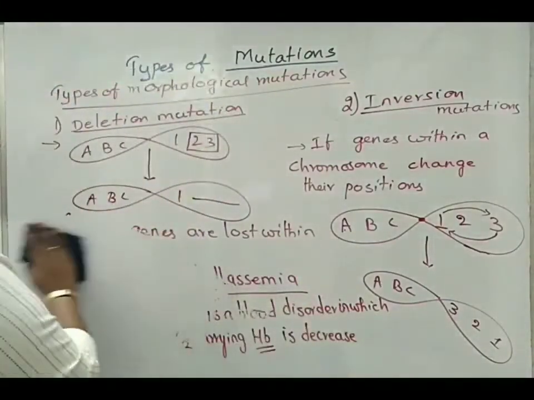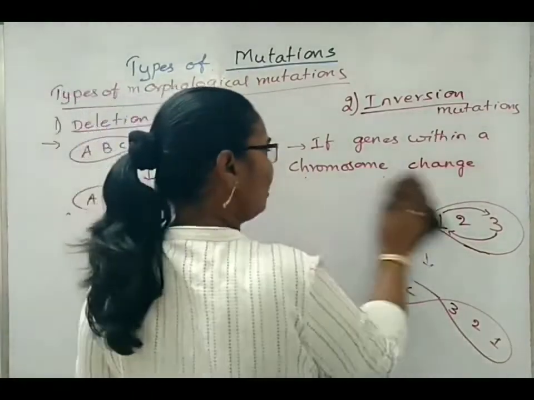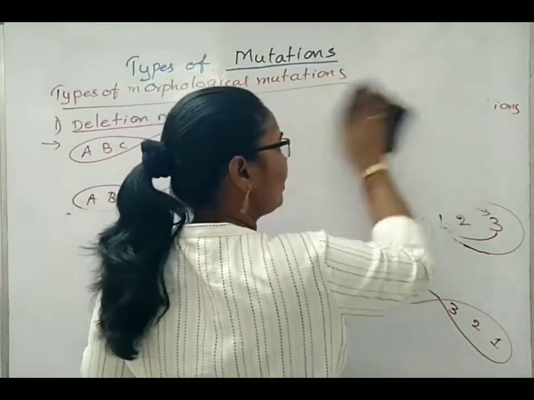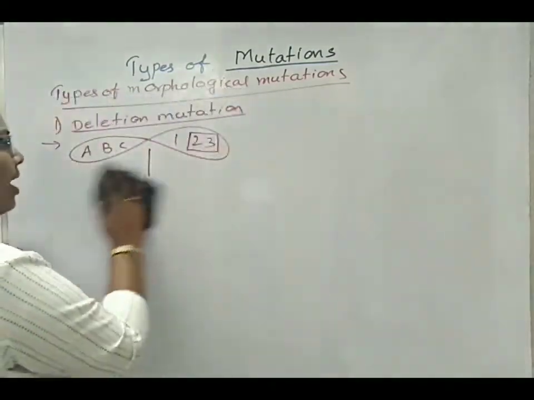Now, the next type of mutation is duplication type of mutation. Means the genes which are present within a chromosome are duplicated into another copy.